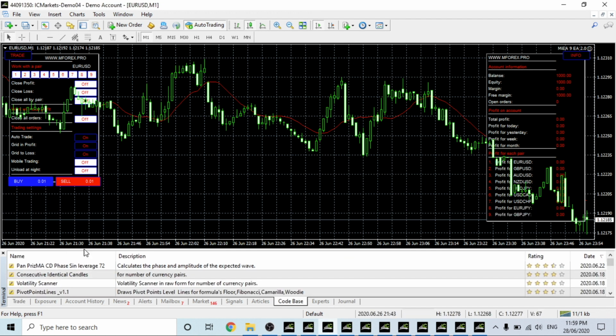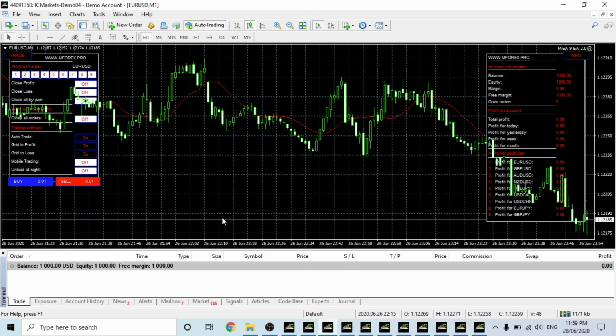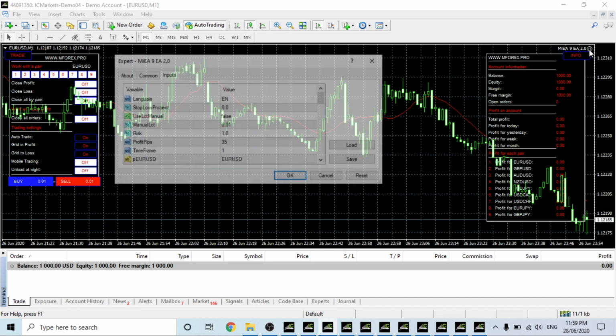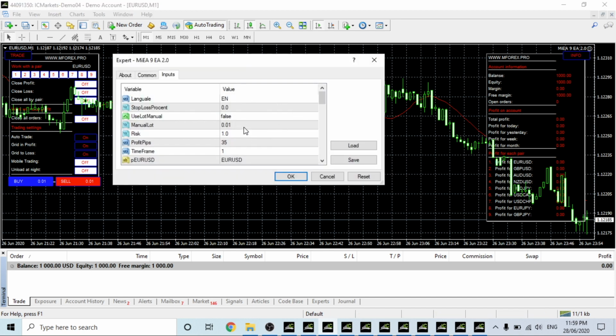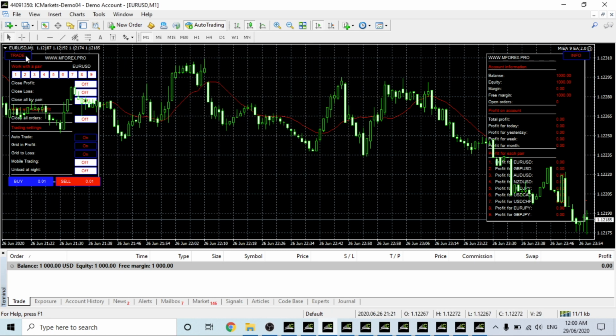Then we have Miea 9, and its settings are all default. Its default is 1%, and profit pips is 35. Time frame 1. It runs 0 USD M1 as well.